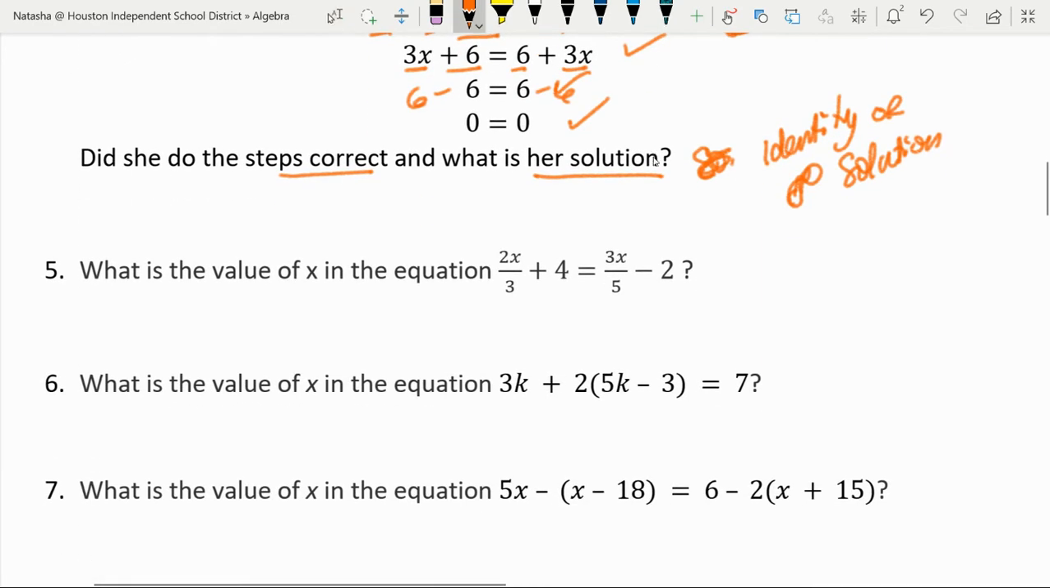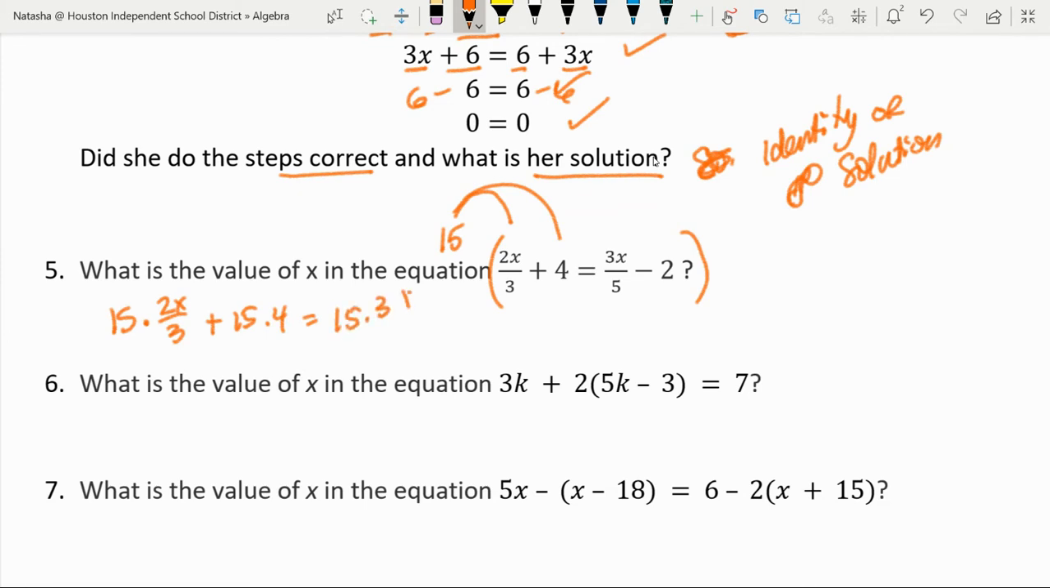Number 5, we're going to clear our fractions. So I'm going to multiply everything. We've got denominators of 3 and 5 here, and both go into 15. So I'm going to multiply my equation by 15. Make sure you apply that to every term. So this becomes 15 times 2x thirds plus 15 times 4 is equal to 15 times 3x over 5 minus 2.